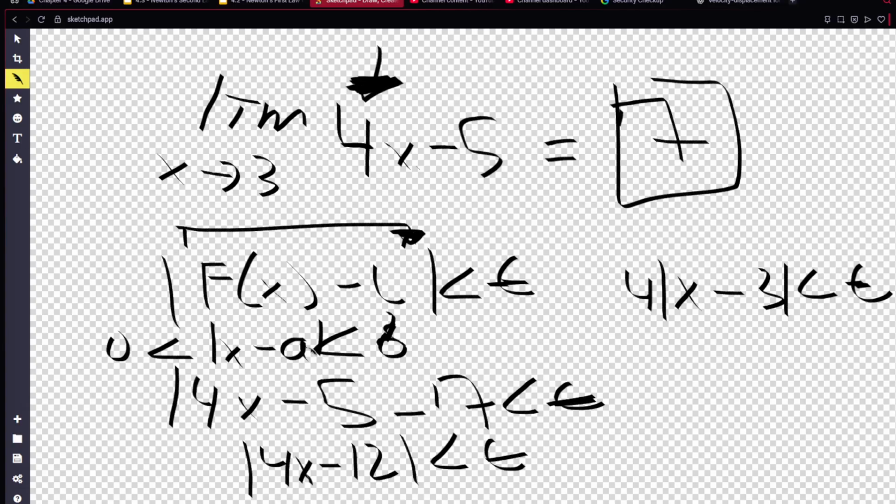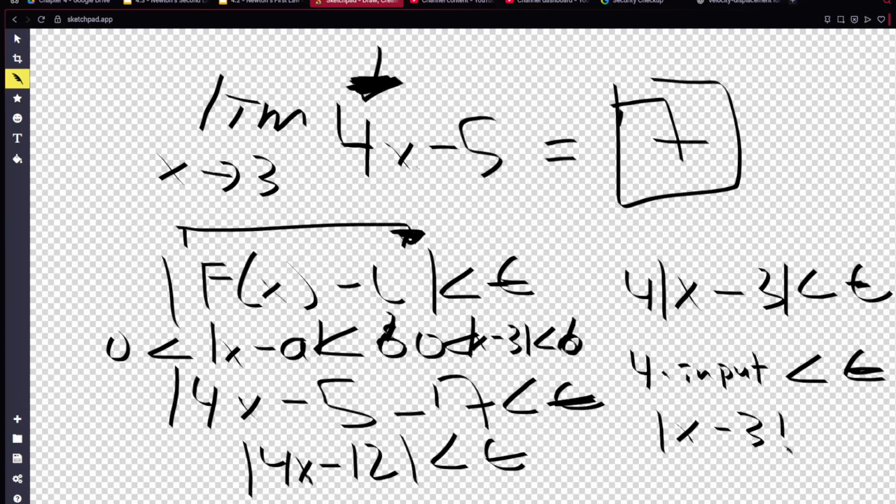But notice a here is 3. So x minus 3 has to be greater than 0 or less than the interval value that makes this true. So if we come back over here, this is the same thing as 4 times the inputs, because the input is x minus 3, which gives us the distance from the a value, less than that. We rearrange this to get x minus 3 is less than epsilon over 4.